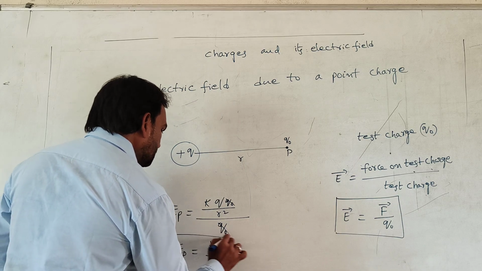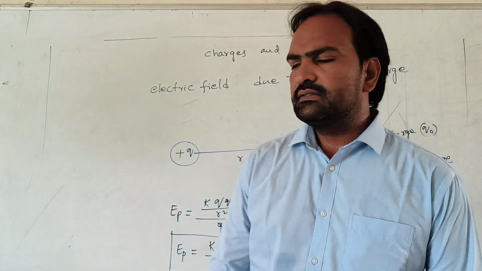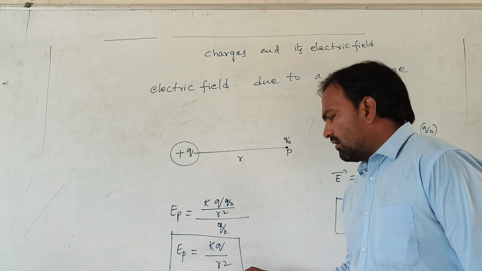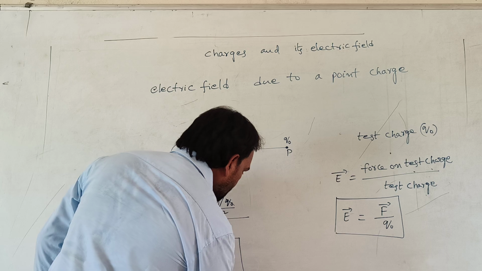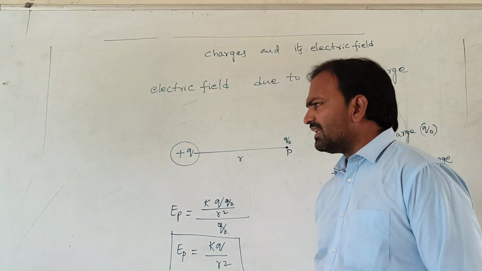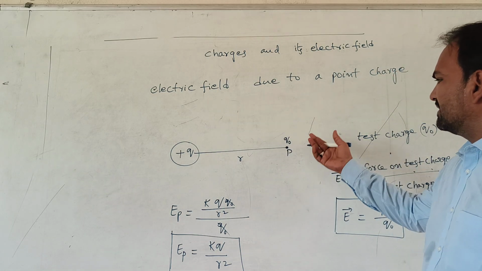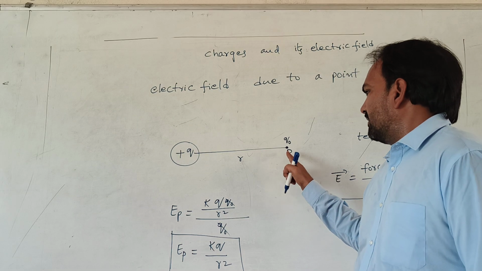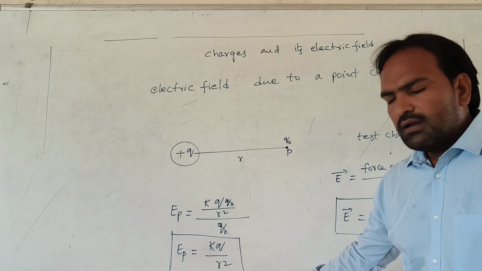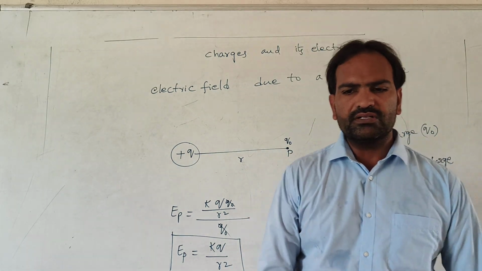This is very important: the electric field due to a point charge at a distance R is K Q by R square. Okay, students. The electric field intensity due to a point charge at a distance R at point P is K Q by R square.